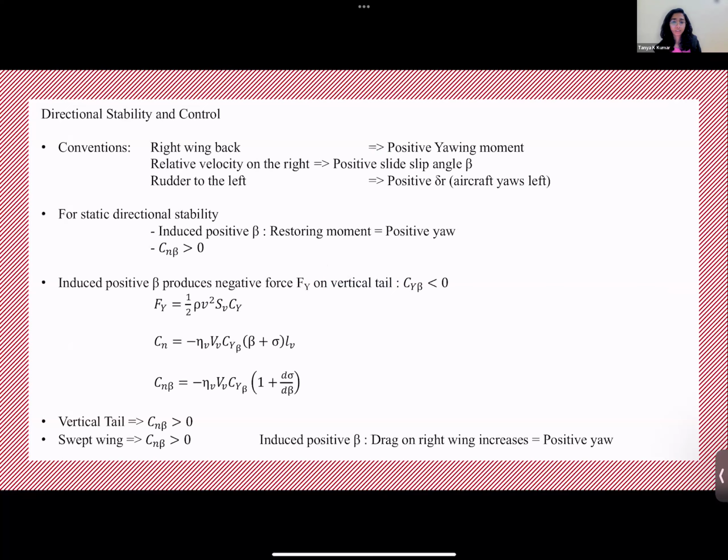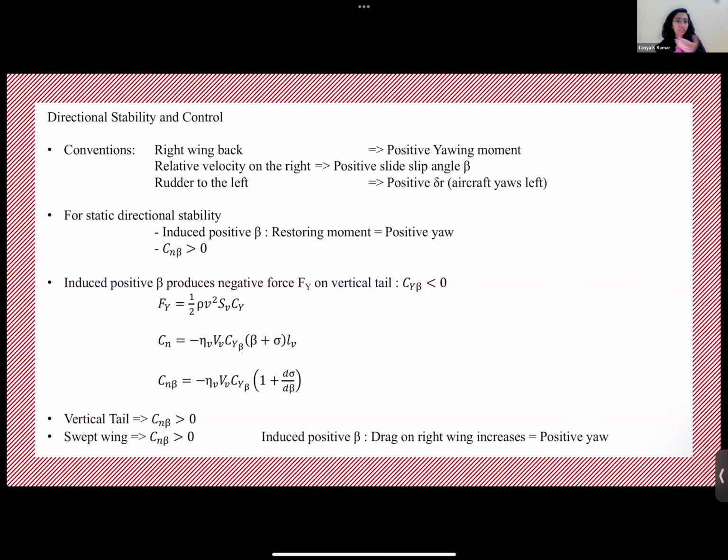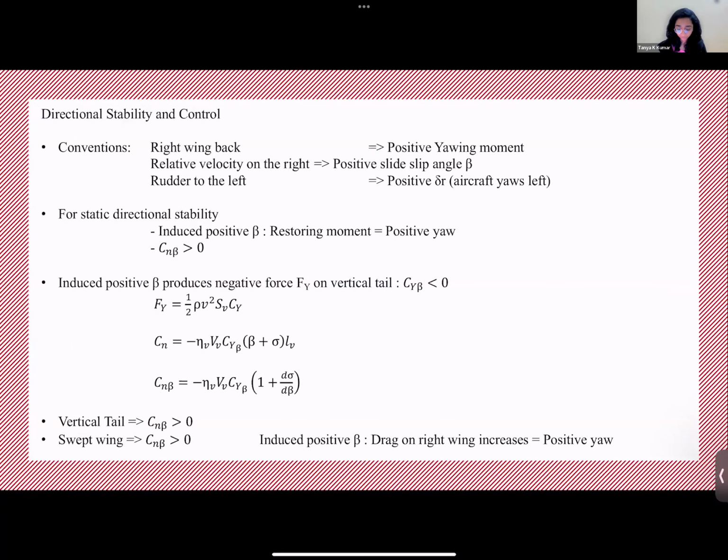So I hope the concept of adverse yaw is now clear, and how it's produced and how to overcome it, right? I thought it was a very interesting video. Okay, now this should help you solve the questions of week 5. So let's just go over the concepts of directional stability and lateral stability. Before that, we'll start with the conventions.